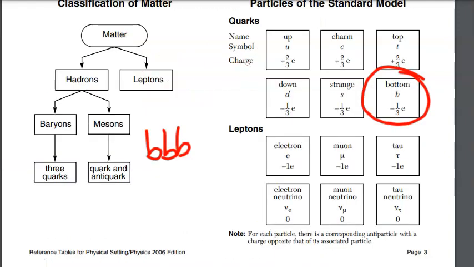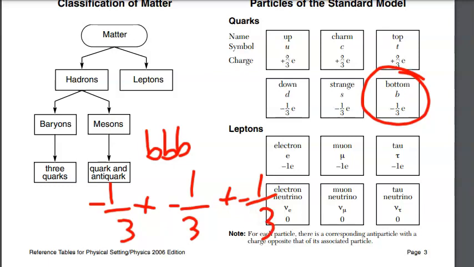I circled the bottom quark and each one has a negative 1/3 charge. So it's negative 1/3 plus a negative 1/3 plus a negative 1/3. Look, if you want to use your calculator and divide 3 into 1, go for it. But all we're going to do is the denominator stays the same, and we're adding it up, so we have a negative 3/3, which is negative 1, or negative 1e.